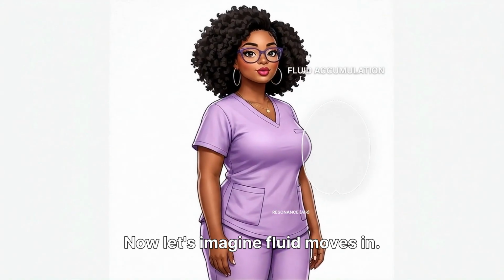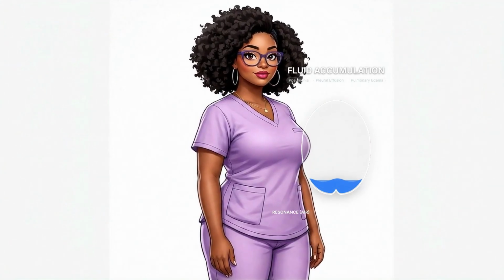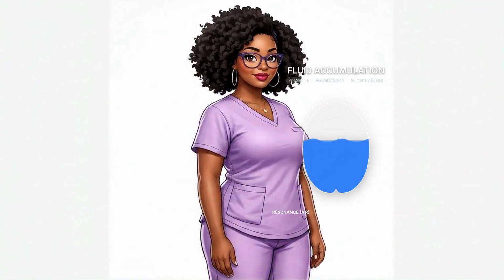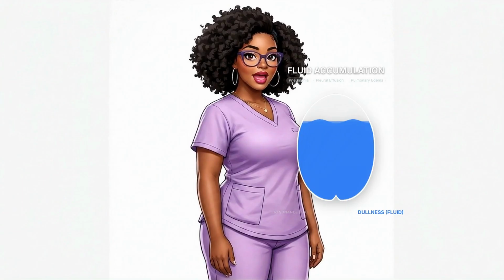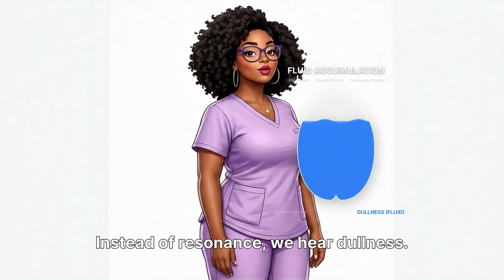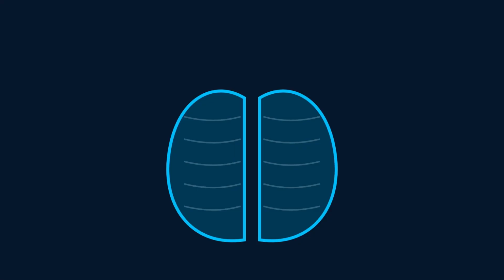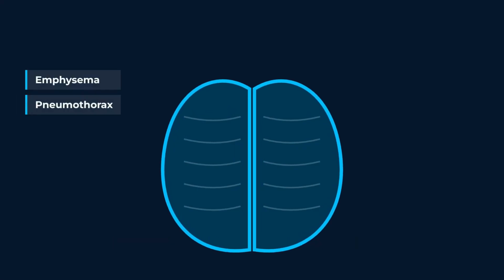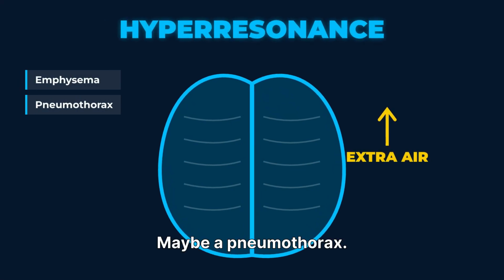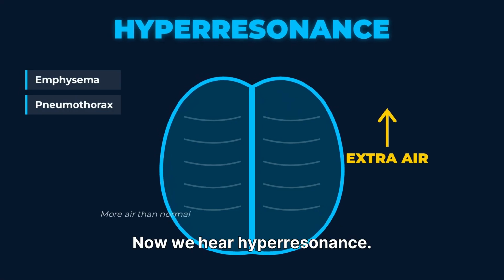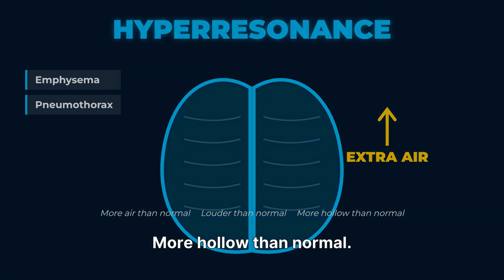Now let's imagine fluid moves in. Maybe pneumonia. Maybe pleural effusion. Maybe pulmonary edema. The fluid replaces the air, and the sound changes. Instead of resonance, we hear dullness, because fluid doesn't vibrate the same way air does. Now let's go the opposite direction. Too much air, maybe emphysema, maybe a pneumothorax. Now we hear hyperresonance. More air than normal, louder than normal, more hollow than normal.